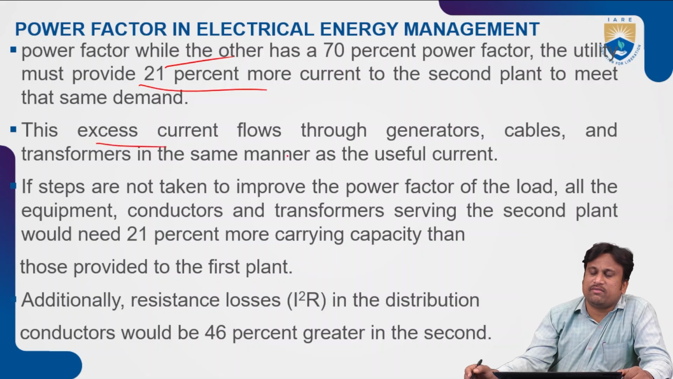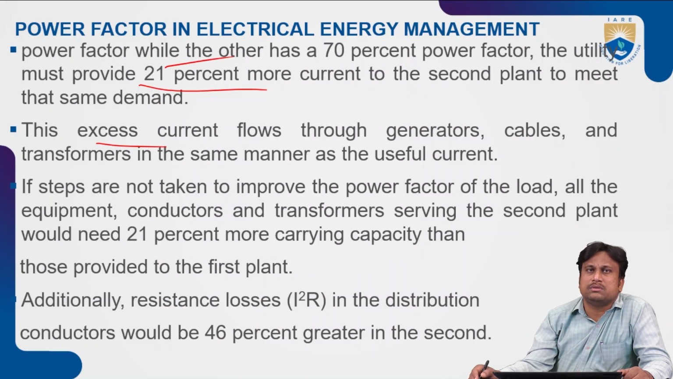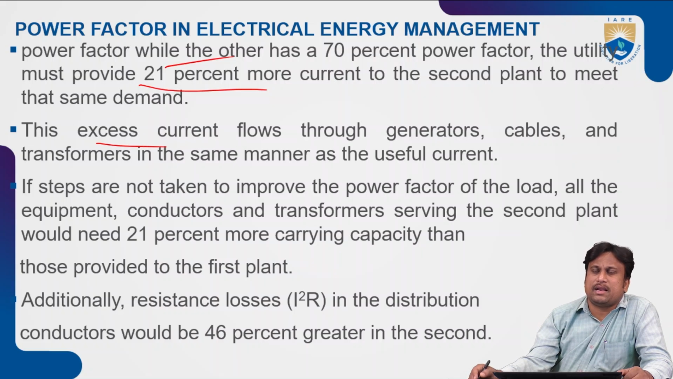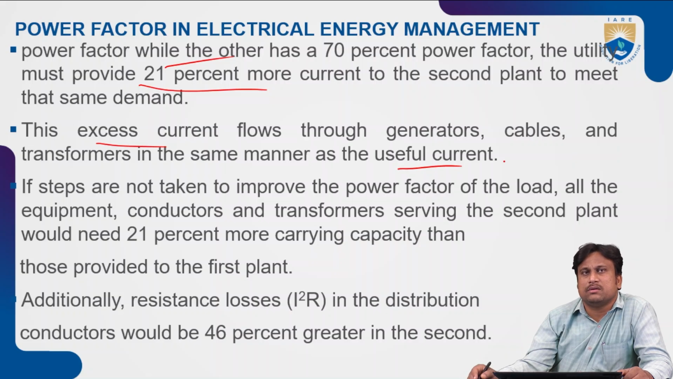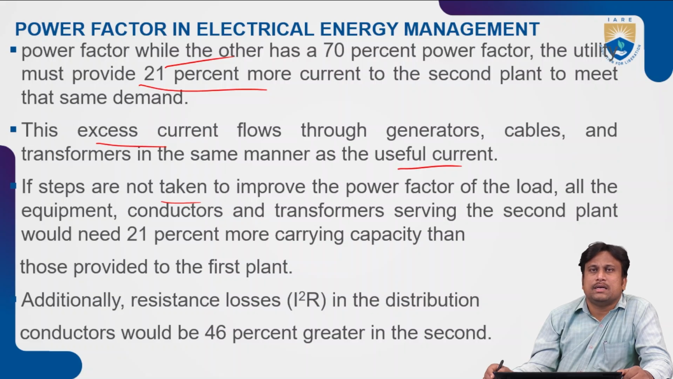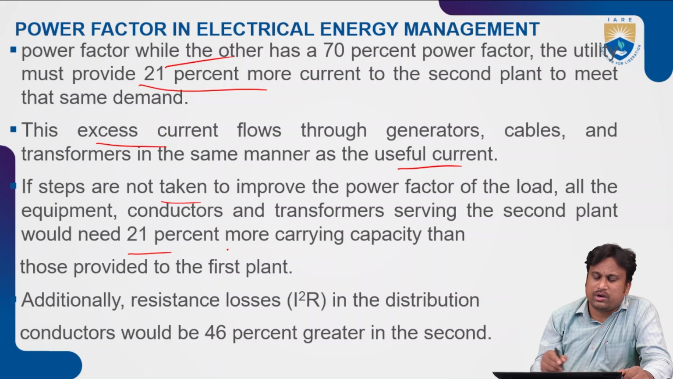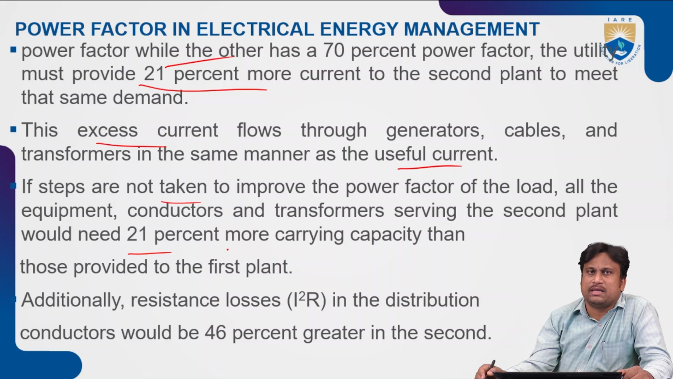This excess current will flow through the generators, cables and transformers in the same manner as the useful current. So if steps are not taken to improve the power factor of the load, all the equipment, conductors and transformers serving the second plant need 21% more carrying capacity than those provided to the first plant. So we should take proper steps to improve the power factor of the load.